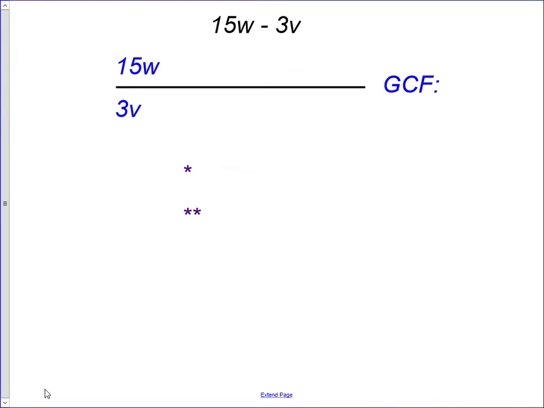Let's take a look at another example. Here we have subtraction, but it's going to work the same way. We have 15w minus 3v. First step is to prime factor those. So 15w is 3 times 5 times w, and then 3v is just 3 times v. If I circle the factors that they share, the only factor that they share here is the 3 times 3, or the 3. So I can pull that 3 out. So our greatest common factor happens to be 3.